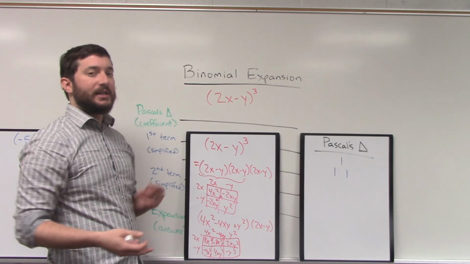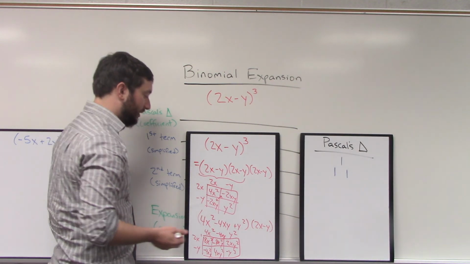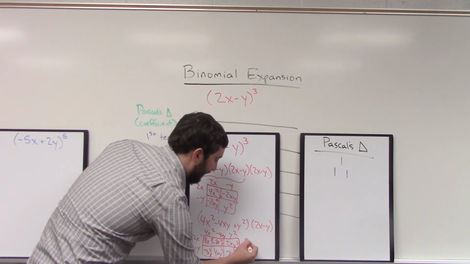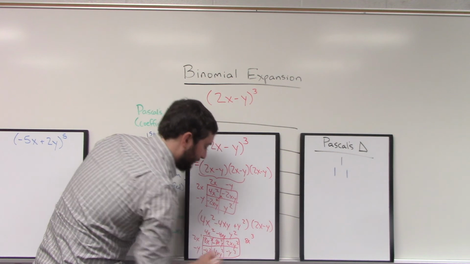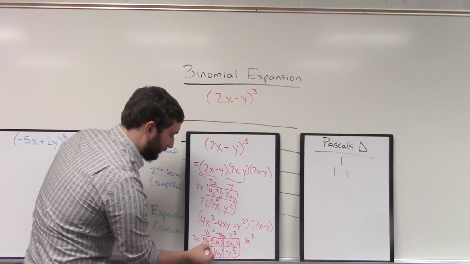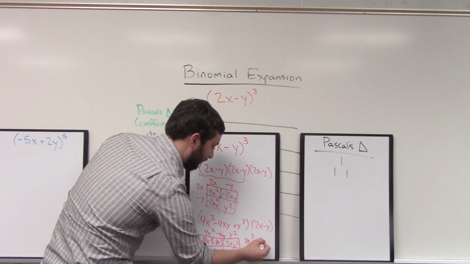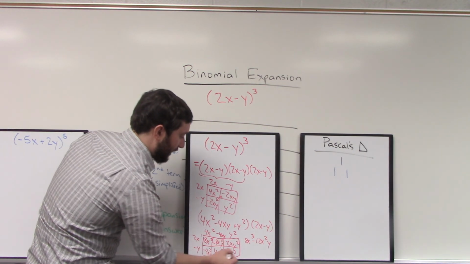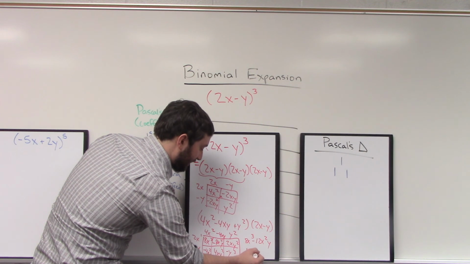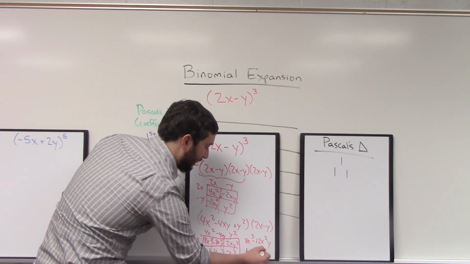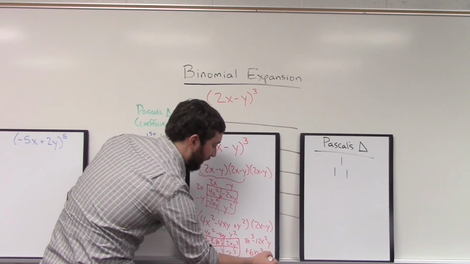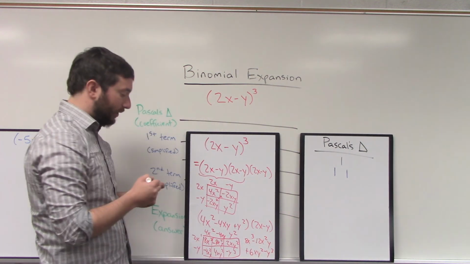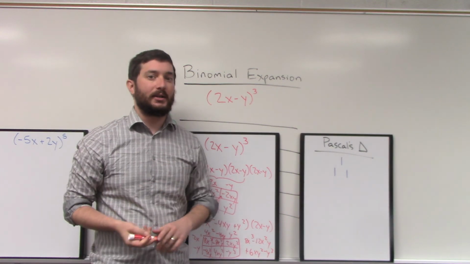When you simplify, you'll combine like terms one more time. Your final answer will be 8x cubed. These will combine to give minus 12x squared y. These will combine to give positive 6xy squared. And lastly, you have a minus y cubed. So that's one way to approach the problem, multiplying it out twice.